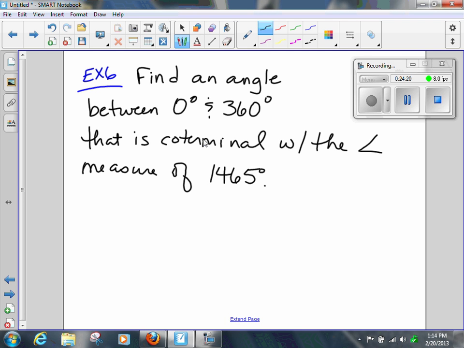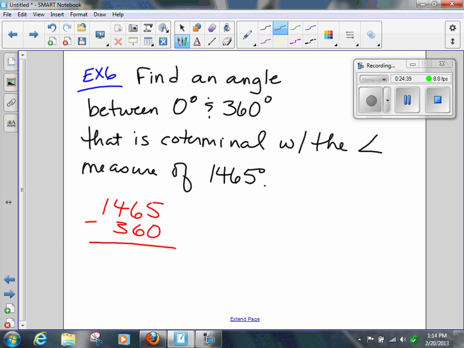What do we do? Find an angle between 0 and 360 degrees that's coterminal with the angle measure of 1465. What do we do? Wheels turning. That's all you do. You take 1465 and you keep subtracting.